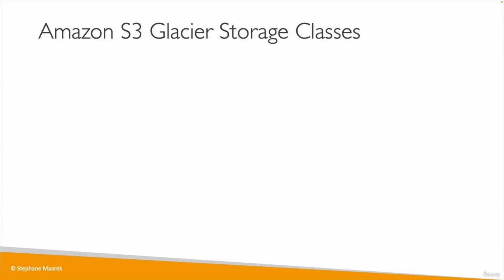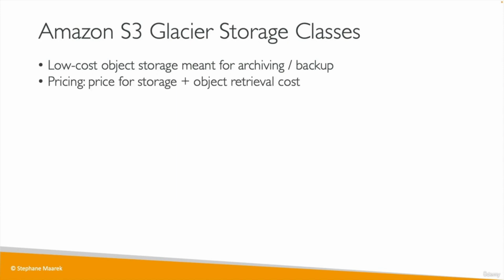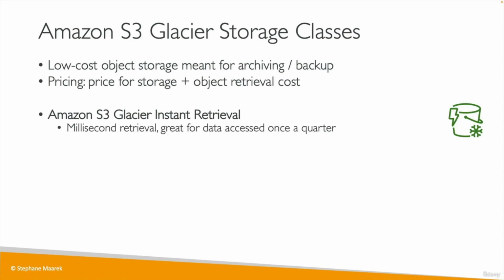Next, we have the Glacier storage classes. So Glacier is, as the name indicates, very cold. So it's low-cost object storage meant for archiving and backup. And the pricing is that you're going to pay for the storage plus pay a retrieval cost. And you have three classes of storage within Glacier. You have the Amazon S3 Glacier Instant Retrieval, and this gives you millisecond retrieval, which is great, for example, for data that's accessed once a quarter. And the minimum storage duration is 90 days.